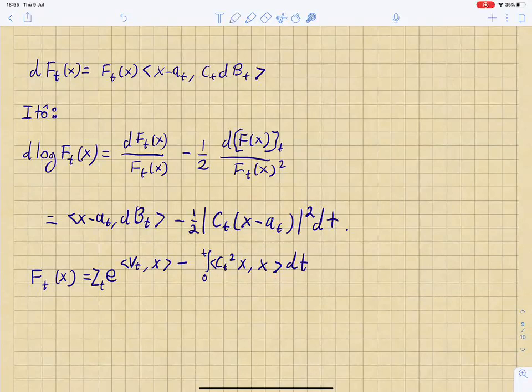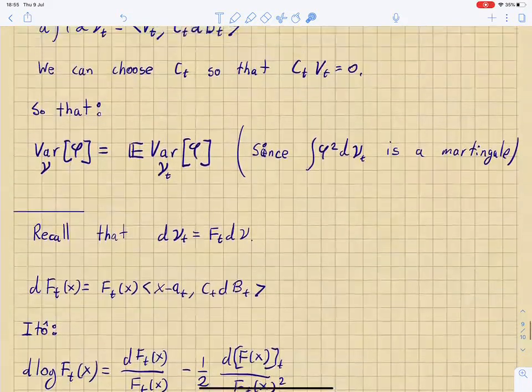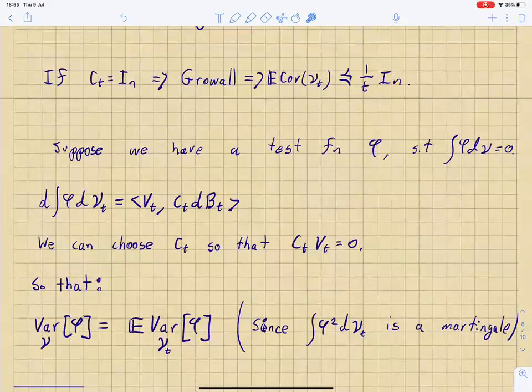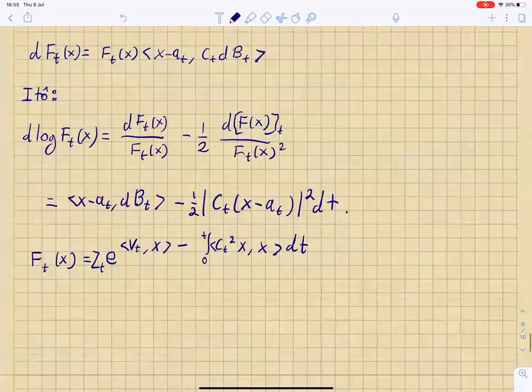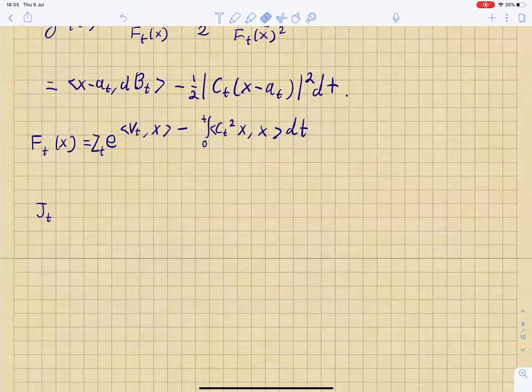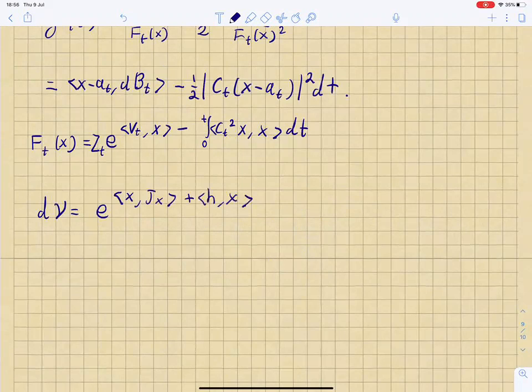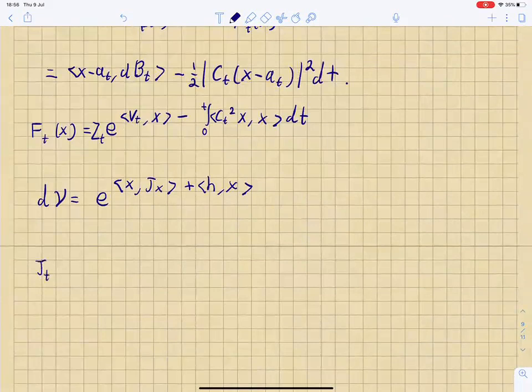And the idea now is that this quadratic matrix, we can control. The only constraint we had about the quadratic matrix so far, let me remind you, is this constraint: some rank one constraint about ct for every t. Other than that, we can choose ct however we like. And it's not very hard to see that if we define j sub t, let me remind you that d nu was a quadratic form. I dropped the 1/2, it doesn't matter so much. I can just define j sub t as j minus the integral between 0 and t of cs squared ds.